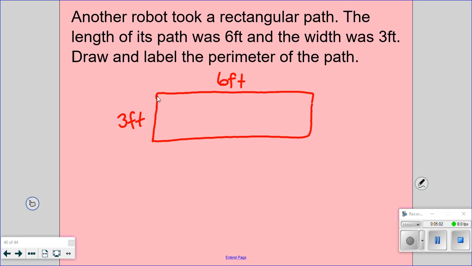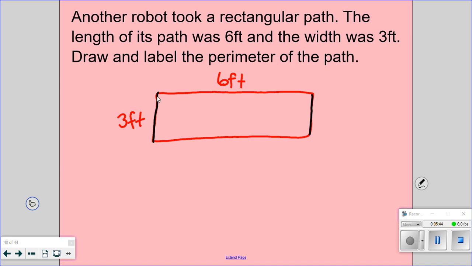How do I figure out the perimeter of this shape? How will I figure out the perimeter? Shelby? Okay, why did you say add 2 6s and 2 3s? Uh-huh. Yeah, Shelby knows, he's got to travel on both of my sides, and both of those were 3 feet.